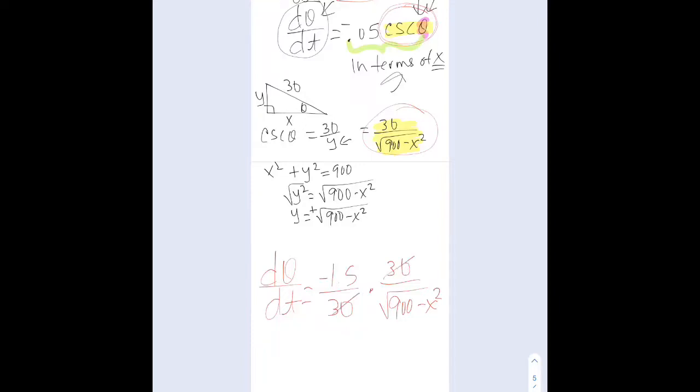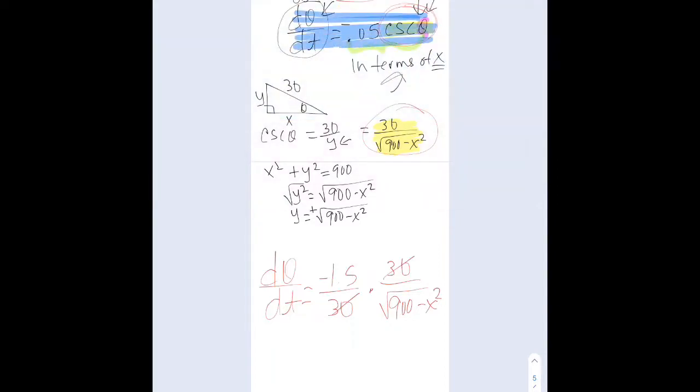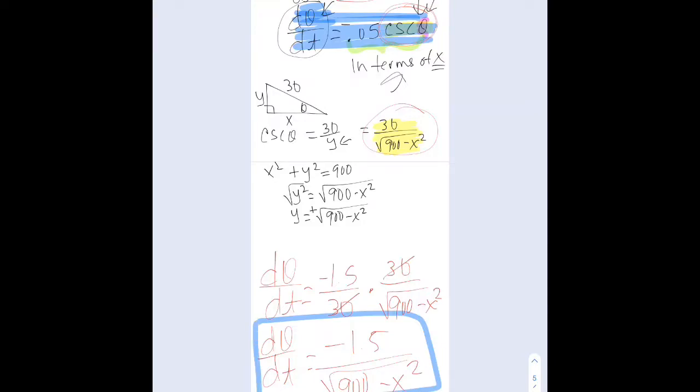So again, to be clear, friends, that is an answer. It's just an answer where you would have to know theta. This is an equivalent answer, that dθ/dt is equal to negative 1.5 over the square root of 900 minus x squared, because this is in terms of x. So this formula, if I know the distance of the base of the ladder from the house, would allow me to find the rate at which theta is, in this case, decreasing over time.